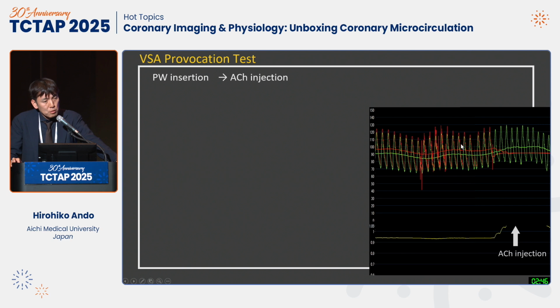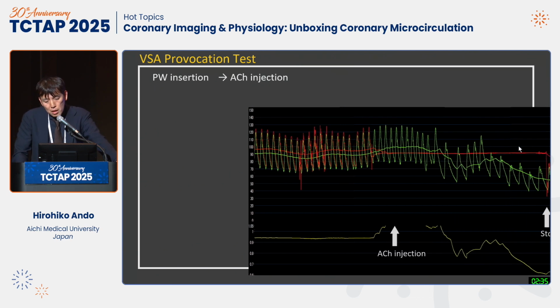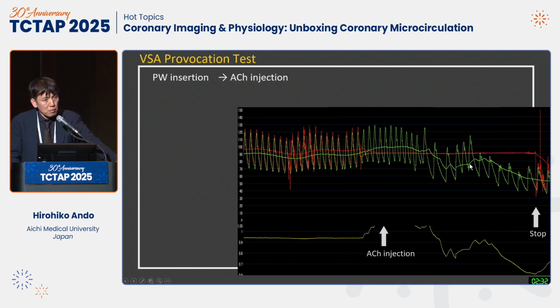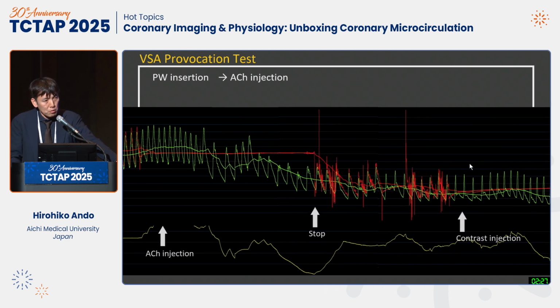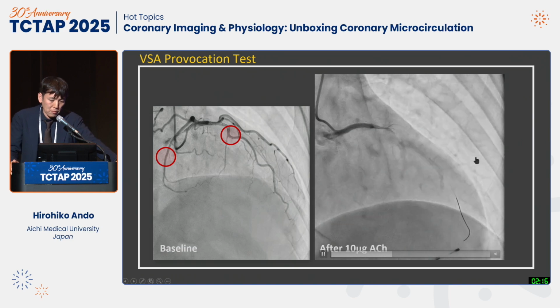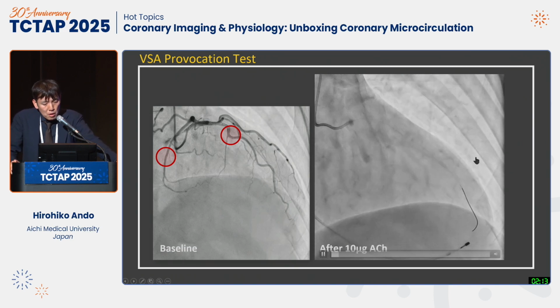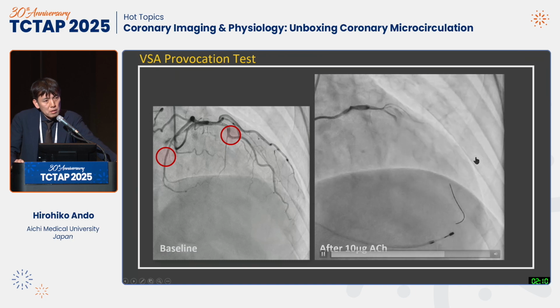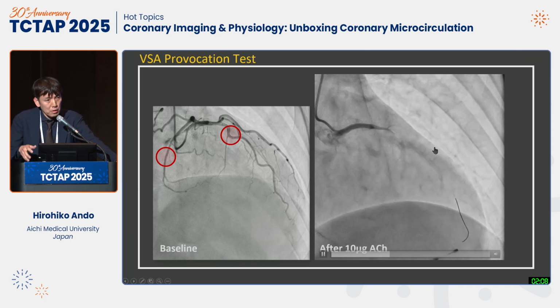After the injection of acetylcholine, the aortic pressure signal was lost, but we can still identify the coronary pressures. After that, coronary pressure began to decrease, so we interrupted the acetylcholine injections and went to the coronary angiography. The time from the acetylcholine injection was about 30 seconds. Angiography shows a totally occluded LAD, and the circumflex was also occluded.